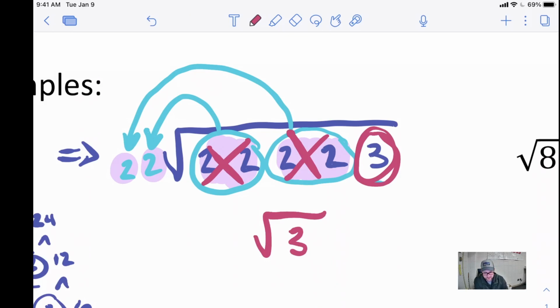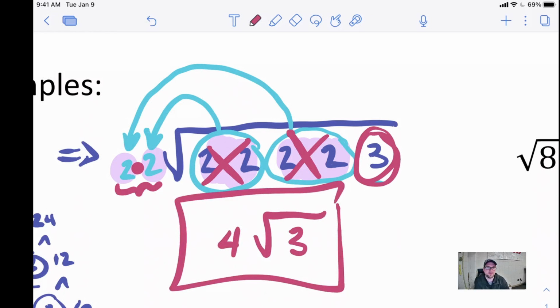Now, this is where you got to be a little bit careful. Right now, this looks like it's 22, but it's not. It's really 2 times 2. 2 times 2 is going to be 4. So 4 square roots of 3 will be our answer.